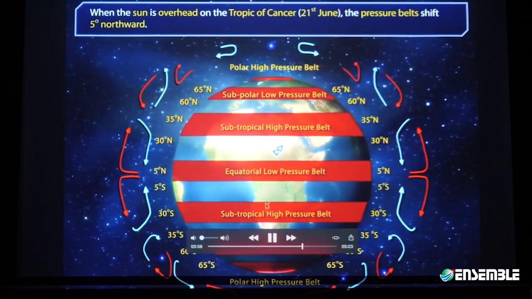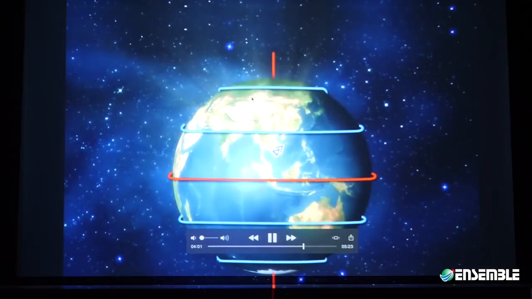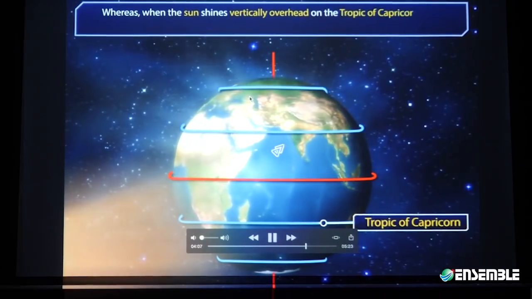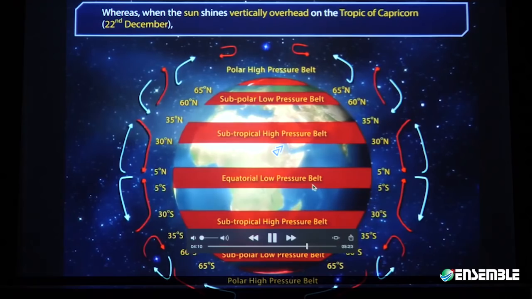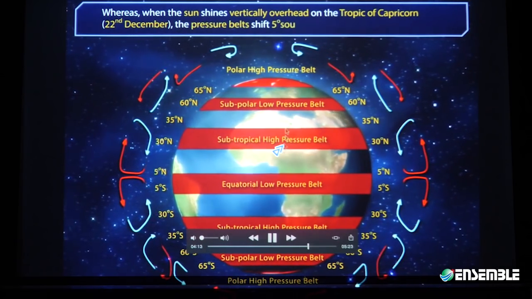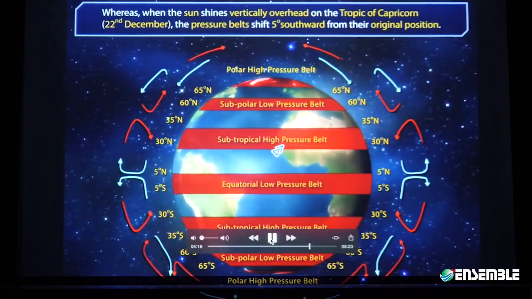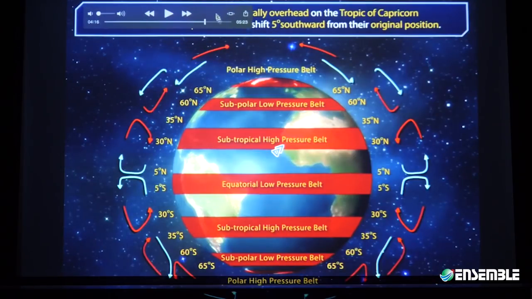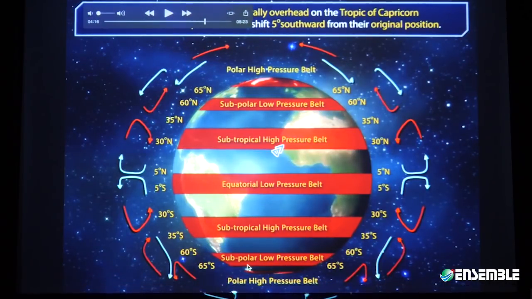Then, moving forward, as you're going to find, when the sun is shining vertically on the Tropic of Capricorn, the sun has shifted southward. Once you take a look at it, this is the subpolar low pressure belt, and the polar high pressure belt in this case has been feebly developed, while the polar high pressure belt in the northern hemisphere is very, very well developed. This is largely on account of the fact that the sun has shifted southward.